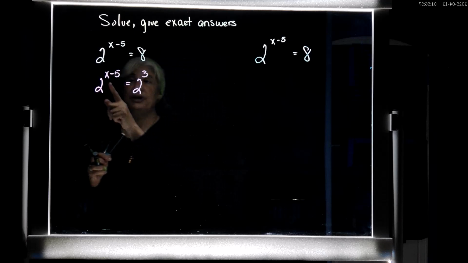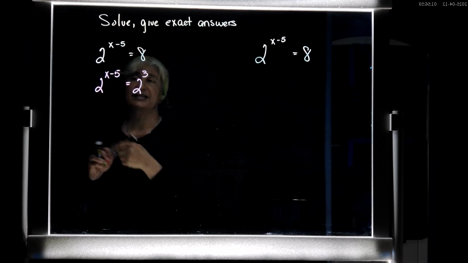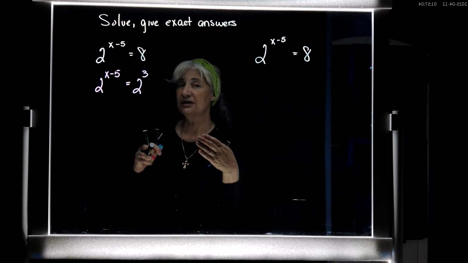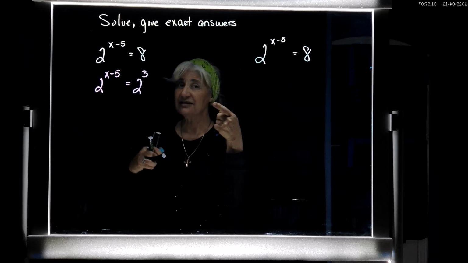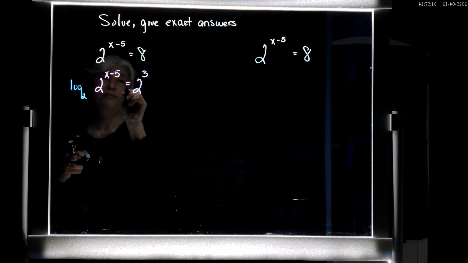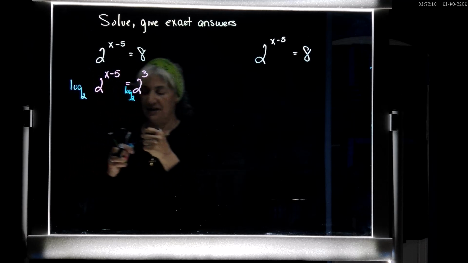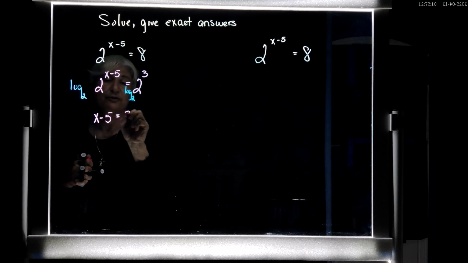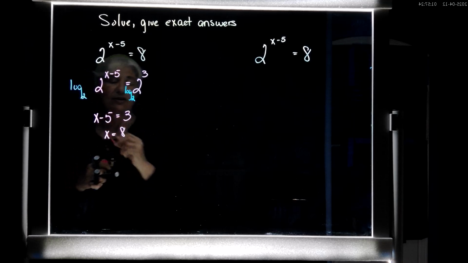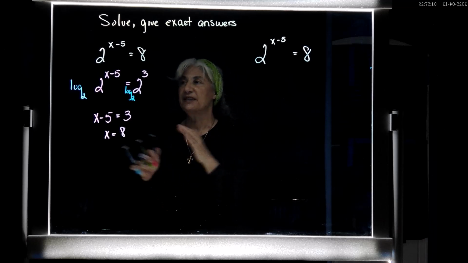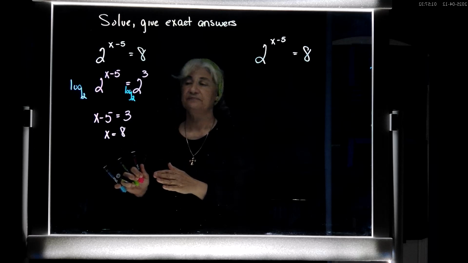Because to get rid of the base 2 so I can get to the x, what's the inverse of an exponential function? A log function, as long as they have the same base. So I'm going to take log base 2 on both sides. That's immediately going to cancel, which leaves me with x minus 5 equals 3. And quickly solving it gives me x equals 8. With me? Okay. This is one way of solving this.